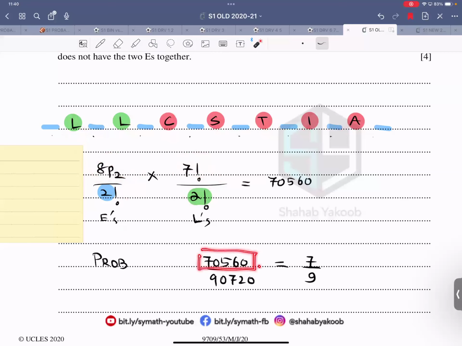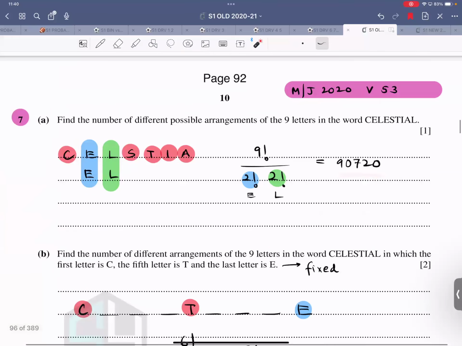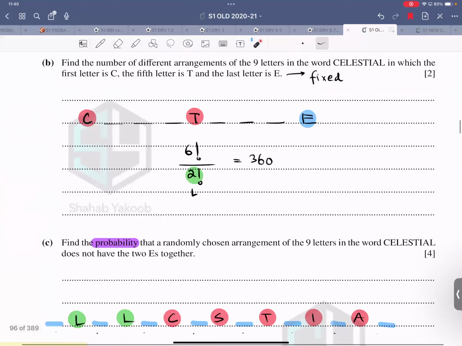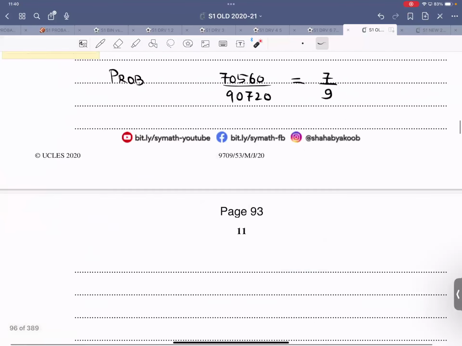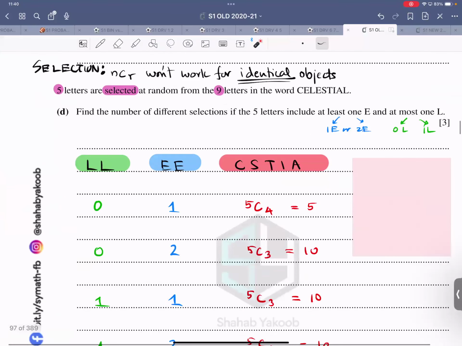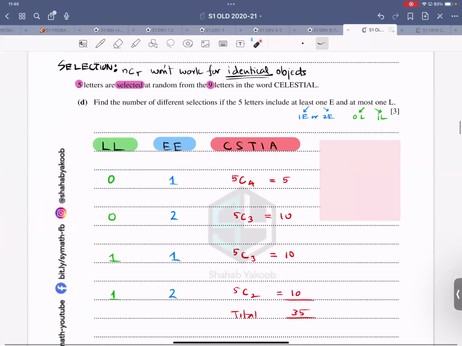Probability 70560 divided by 90720. What is 90720? That is the answer of part A without any restriction. They were asking for probability. So permutation, permutation, permutation, that's the first 3 parts. Now, this one says 5 letters are selected. It is still a question of selection, so nCr won't work for identical objects in selection.